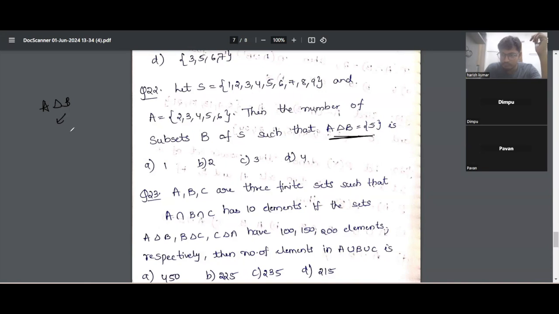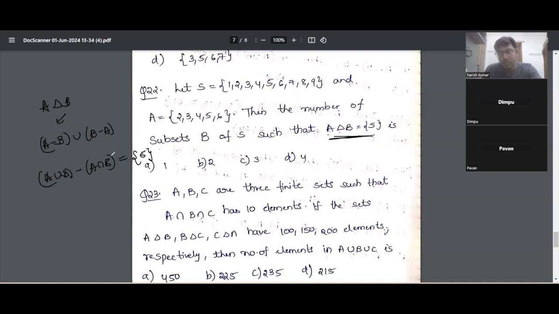It can be written in two ways, the symmetric difference. One is (A minus B) union (B minus A). This is one way of writing it. The other way is (A union B) minus (A intersection B). This is the other way. Now, what I'll pick is, I have to get this as the set containing 5.